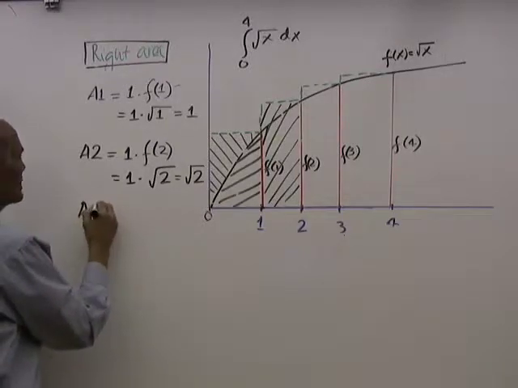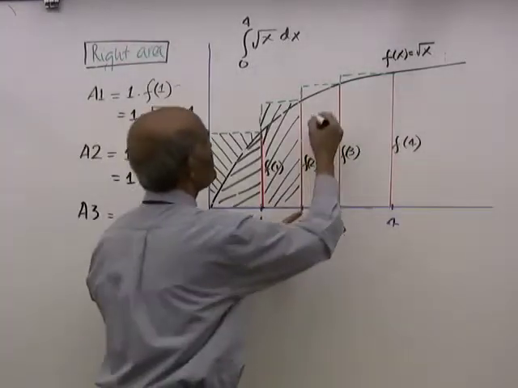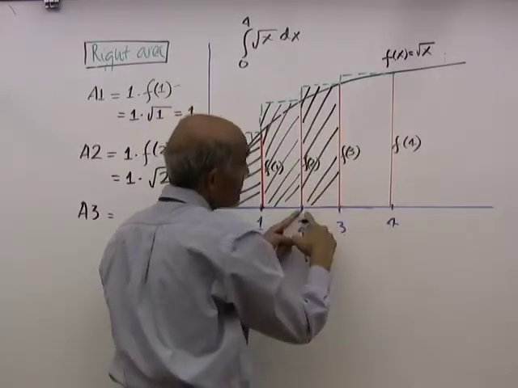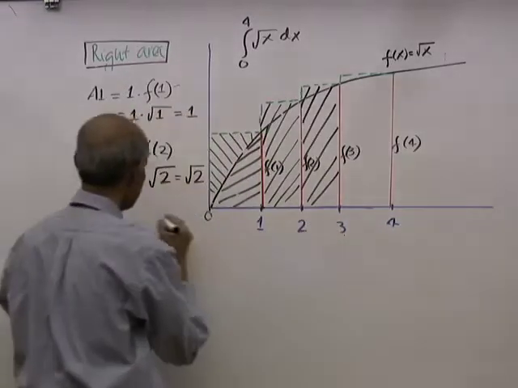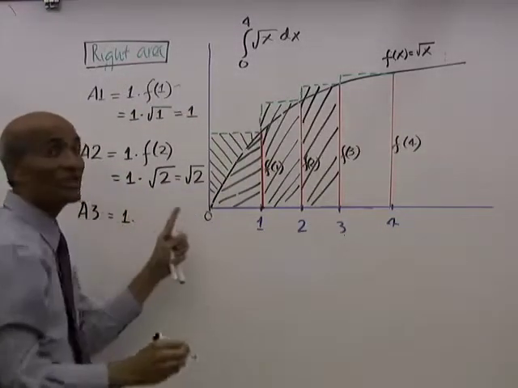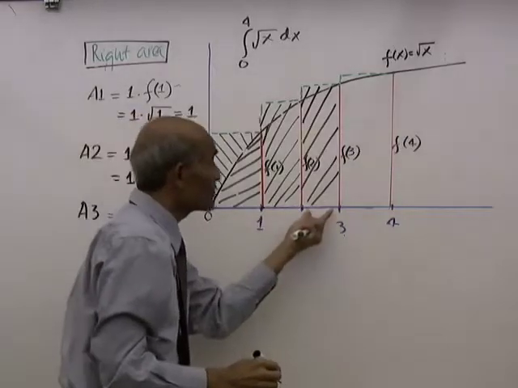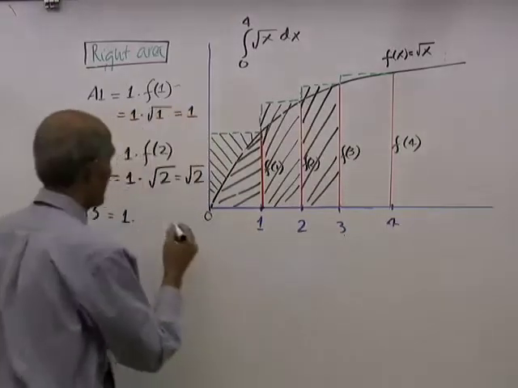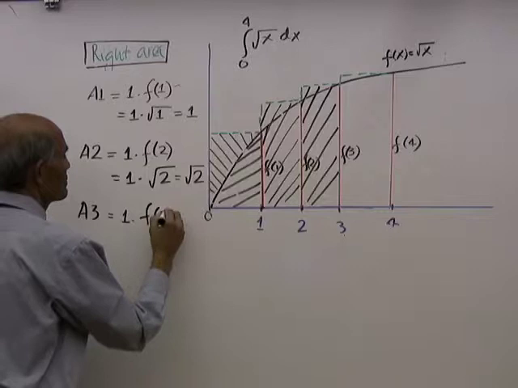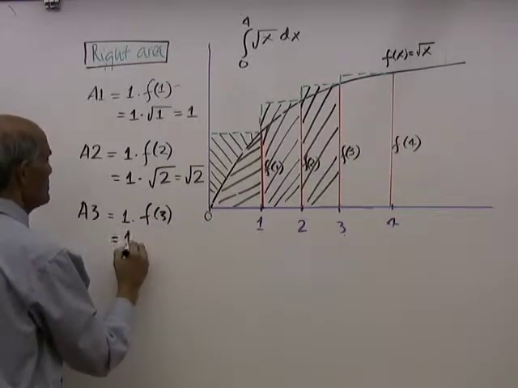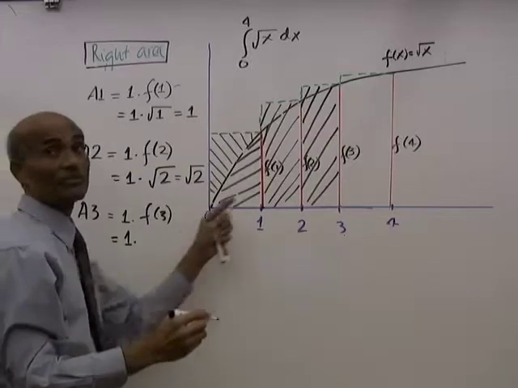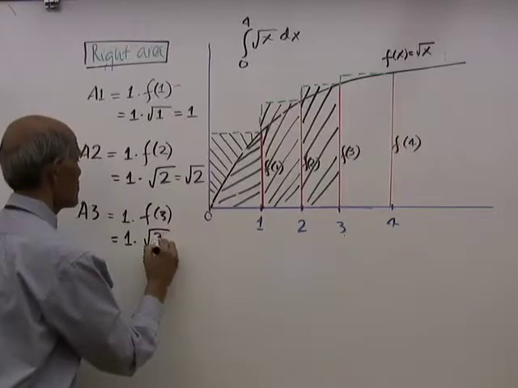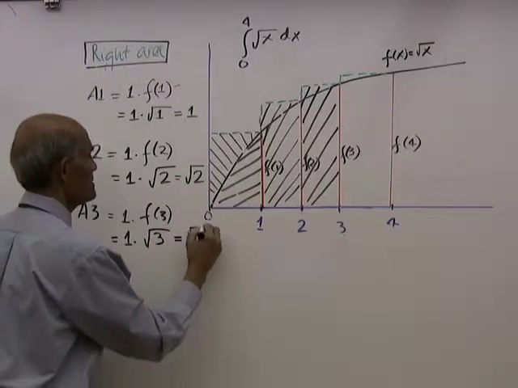What is A3 equal to? A3 is this area. And that will be this delta x. You notice that the delta x in each case is the same. The delta x, that is 1 unit, multiplied by the right area, which is f of 3. So that will be f of 3. And that's equal to 1 multiplied by, what is f of 3? f of x equal to square root of x. f of 3 equal to square root of 3. And that is square root of 3.